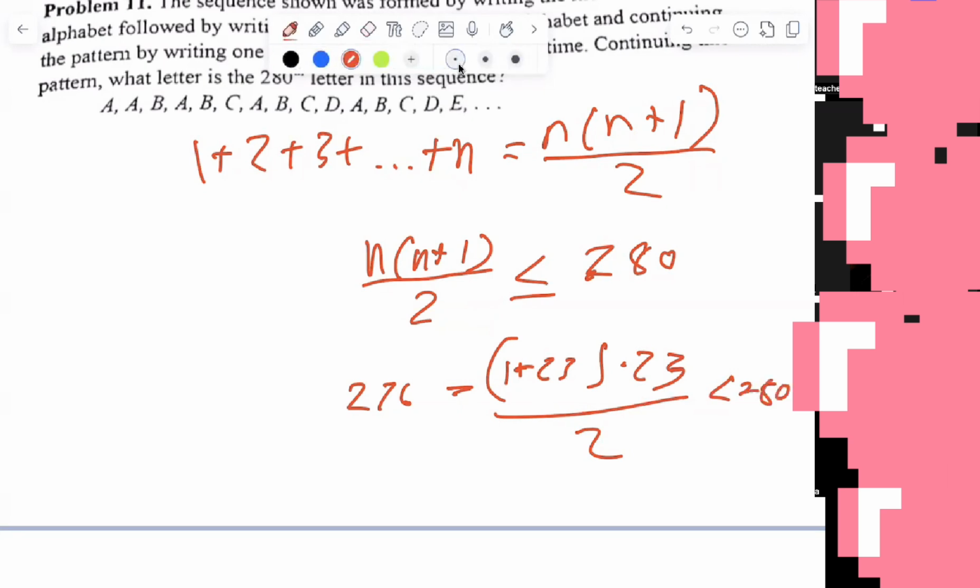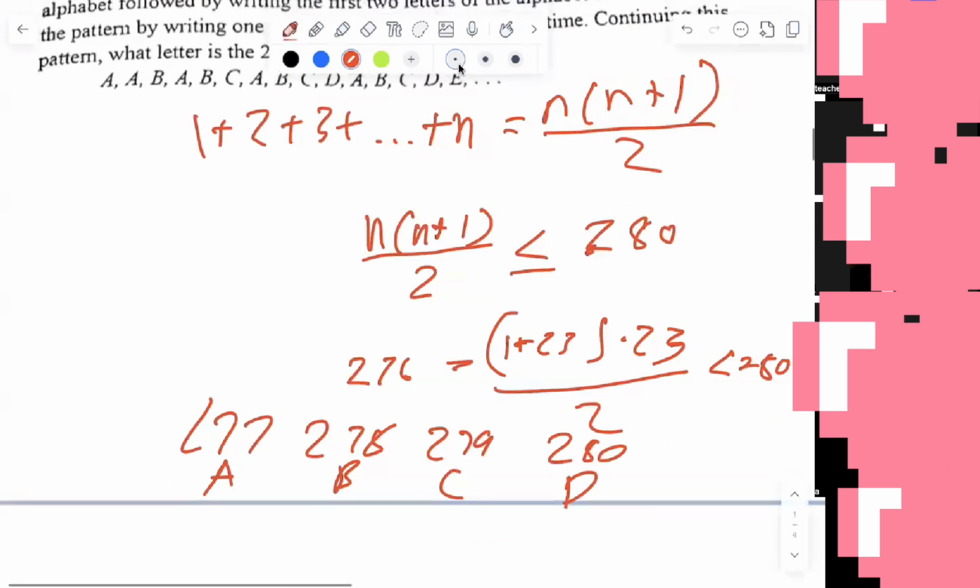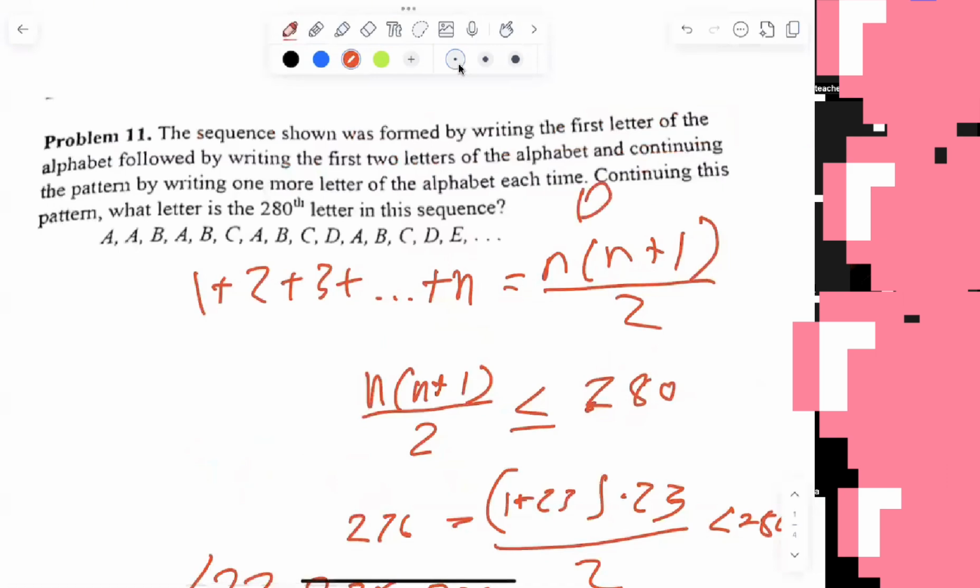That's enough. So the 23rd cycle finishes in the 276th letter. So when you start the 277th, that's A. 278, that's B. 279th, that's C. 280th is D. Using the cycles, the pattern, we can use the sum of the first positive integers, make a bound, and then solve. Alright, so the answer is D.